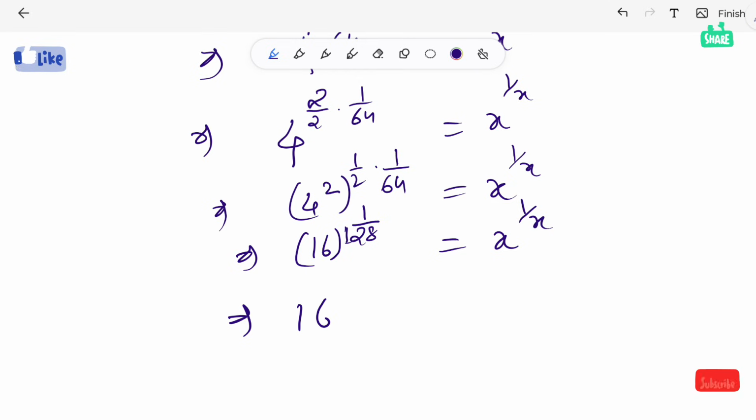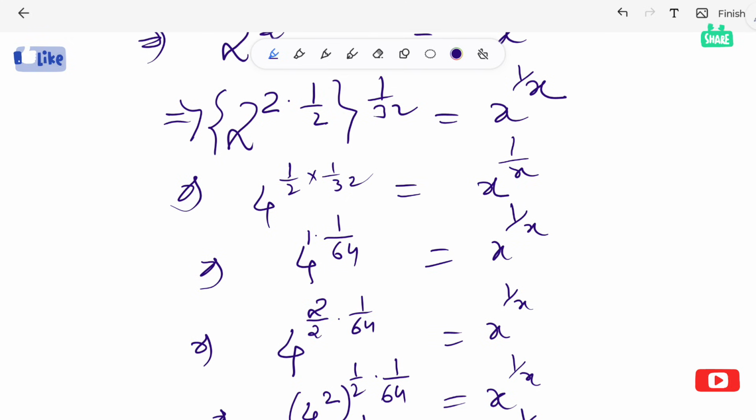Now again I'm doing this. See, 16 can be written as 16 to the power 2 by 2 into 1 by 128. See, 2 by 2 means what? It is 1, nothing else, and when 1 is multiplied with any number, it will not affect the number, isn't it? That's why I'm writing 2 by 2. Why am I writing 2 by 2? Because it is useful to increase the value of the base.